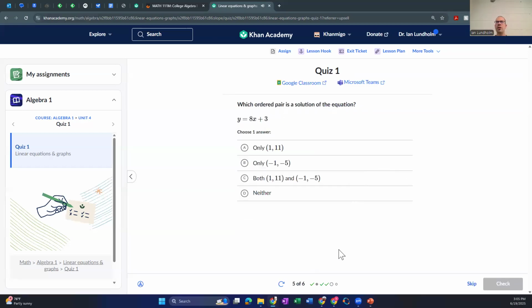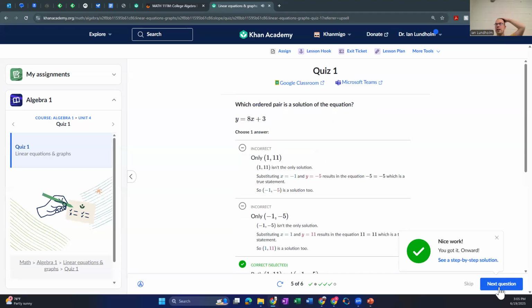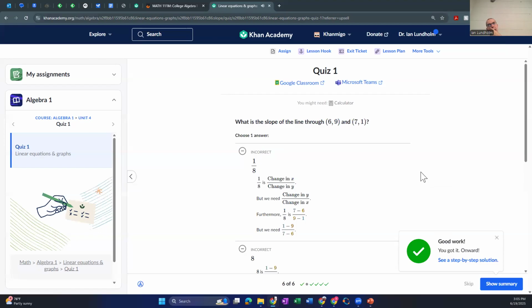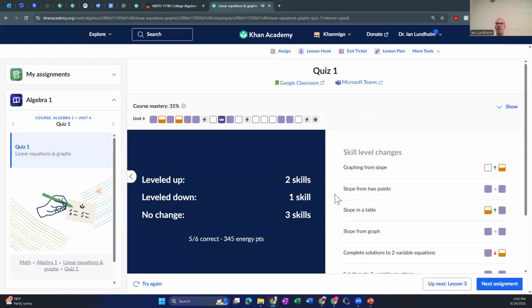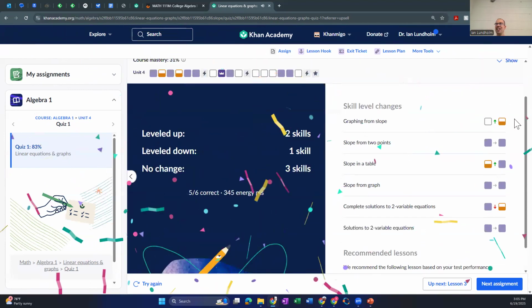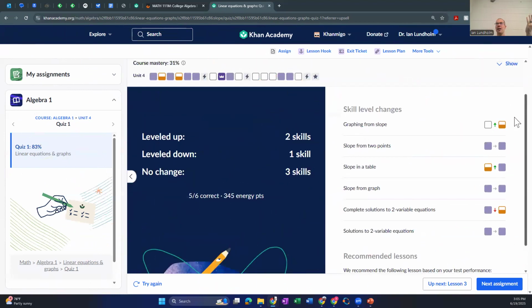Nice. Which ordered pair? I don't know. I'm going to take a guess. Oh, yeah. Last one. What's the slope of this line? Eesh. Okay, we go over 1 and down 8. Boom. All right. So 5 out of 6 is not too bad for just clicking through it. We got some confetti.